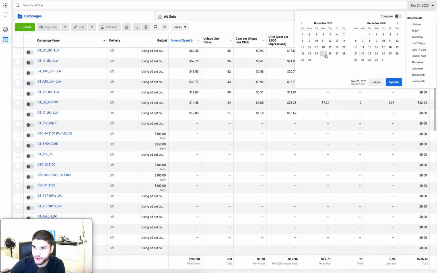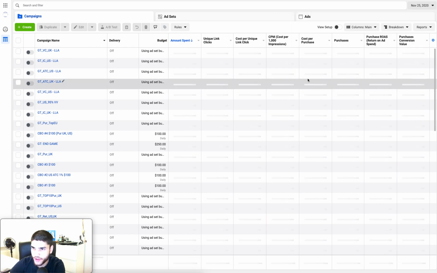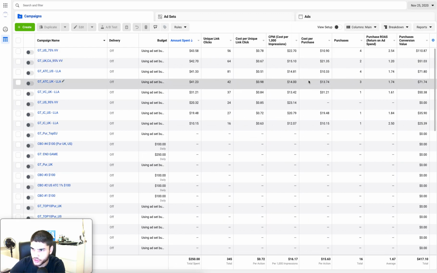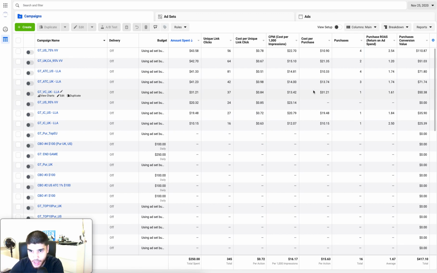So if we just keep going to the 25th, here I'm turning off ad sets that are not performing, and boom, my ROAS is going to be a little bit better. So you can see how things are working out quite well here. We're profitable today, and we're looking at 75% US video viewers, UK and Canada 95% video viewers, add to cart US, add to cart UK, view content UK, US 95%, initiate checkout US, initiate checkout UK. And yeah, that's basically it.